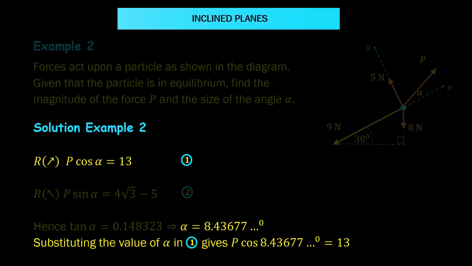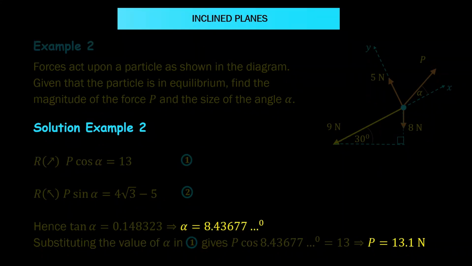If we now substitute this value of alpha in the first equation, as shown, we can find the value of P, which is 13.1 newtons. Now that we have found our value of P, we can round our value of alpha, as we no longer need that level of accuracy. So alpha equals 8.4 degrees.